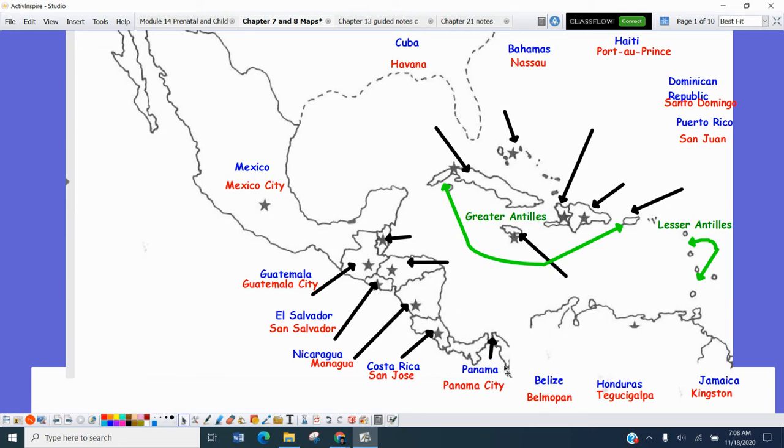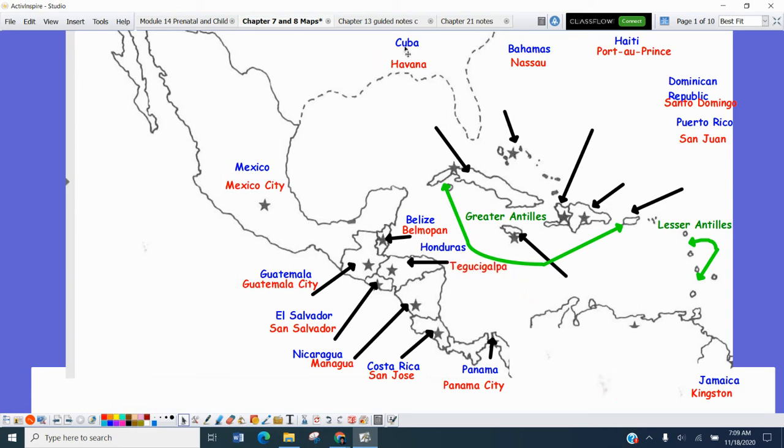So going along the eastern side, we have a smaller country just south of the Yucatan Peninsula known as Belize, and its capital is Belmopan. And then right next to that, or very close to that, you have Honduras, and its capital is Tegucigalpa.